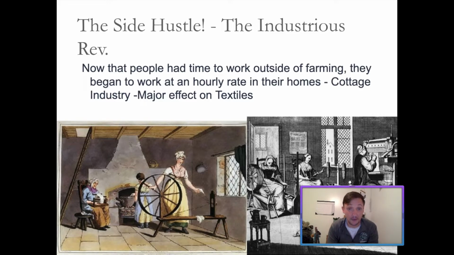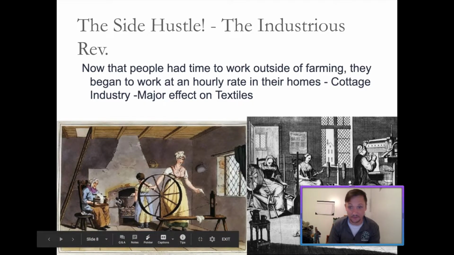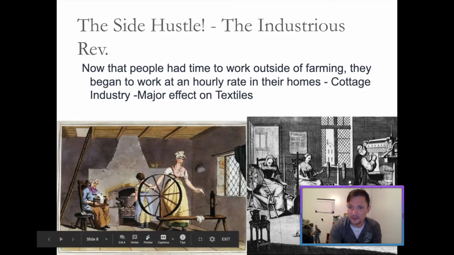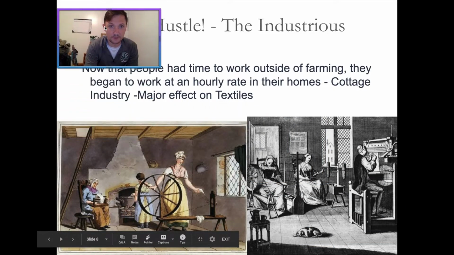They began to work at an hourly rate in their homes. It was known as the cottage industry, right? Because they're doing all their work inside of a cottage. Now we could go much further with this, and we could talk about the putting out system, and how all this stuff was made in different steps. We're not going to get into all that right now. It's a survey course, so we don't really need to do all that.